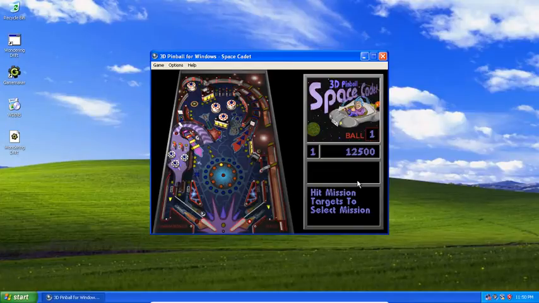You press Z to put the ball up, and, you know, the goal is to not let the pinball fall down into the hole. That is the goal of the game. As you can see, I'm very bad at it, but, you know.